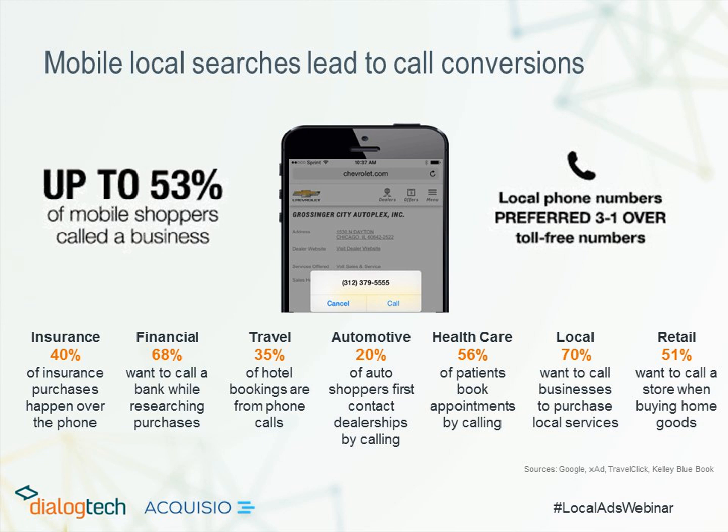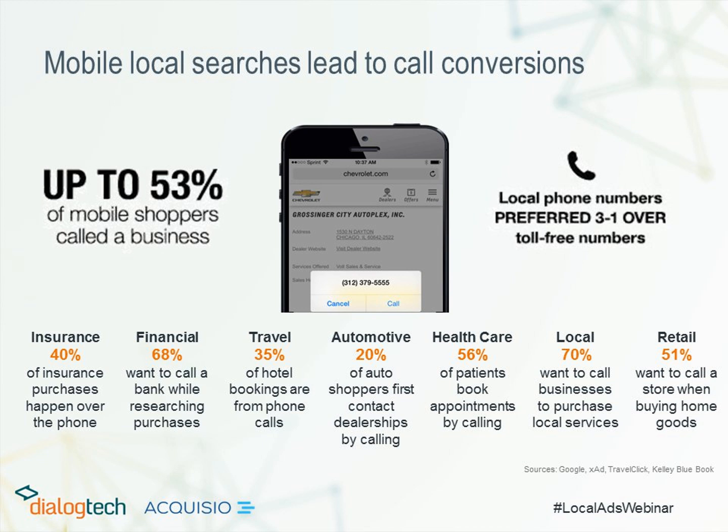So, for example, insurance companies, 40% of insurance purchases are happening over the phone. So you see all these local agents, from State Farm to Allstate. You'll see their local storefronts. They have 40% of purchases happening over the phone. The same thing is true with hotel bookings and healthcare appointments.